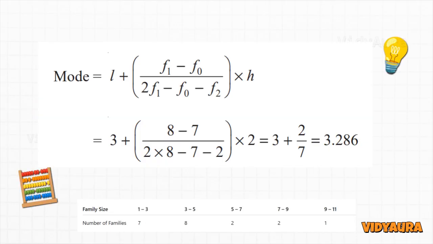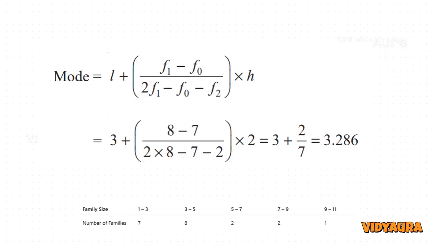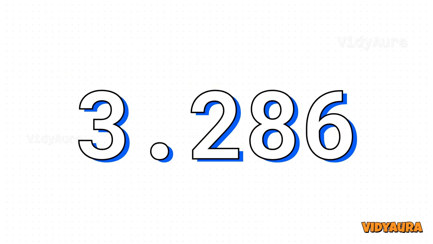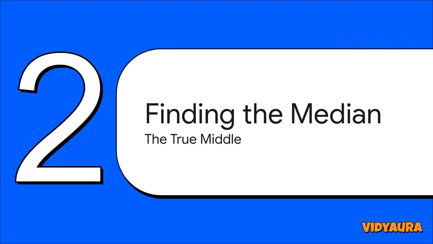And now for the satisfying part. We just take all those numbers and plug them right into the formula. From here on out, it's just simple arithmetic. And what we get is about 3.286. So our best estimate for the single most common family size isn't a whole number at all. It's a value just a little bit past 3, which makes sense since the group before it was also pretty popular. So that's the mode, the most popular value.